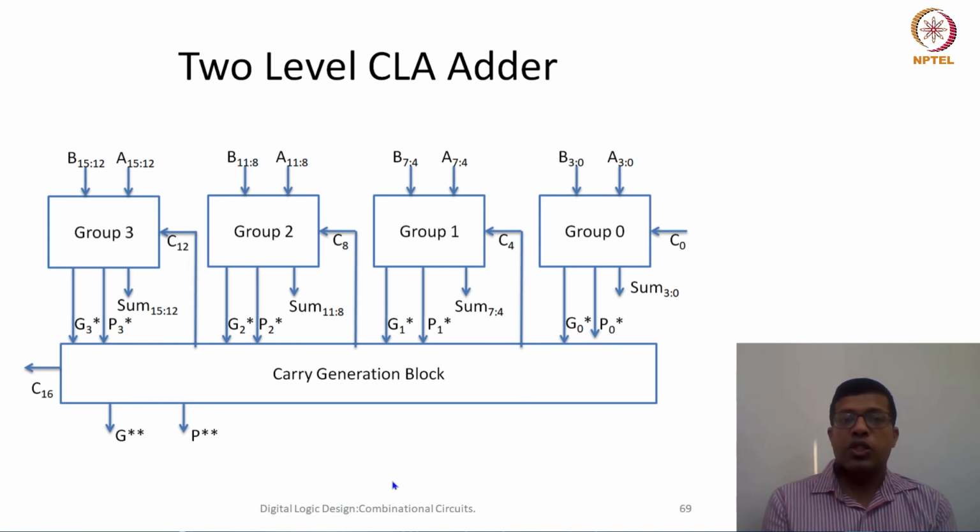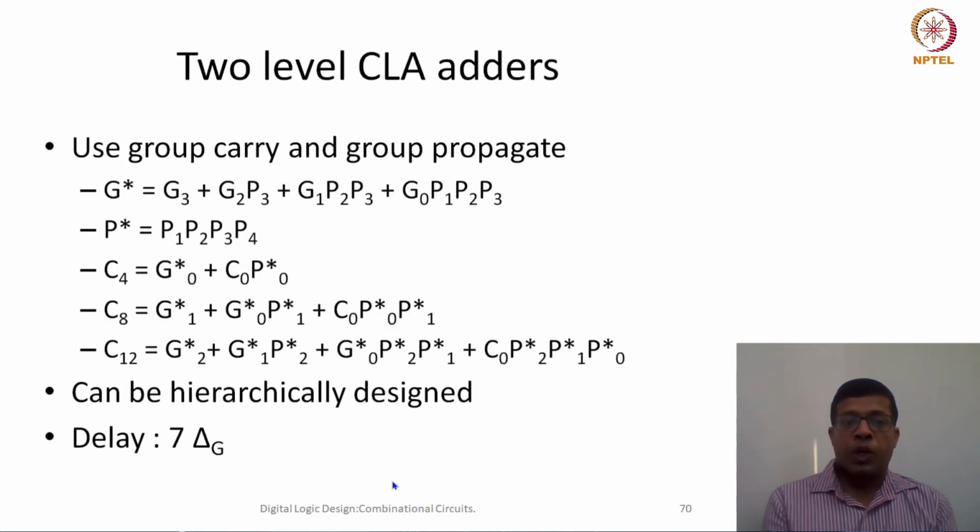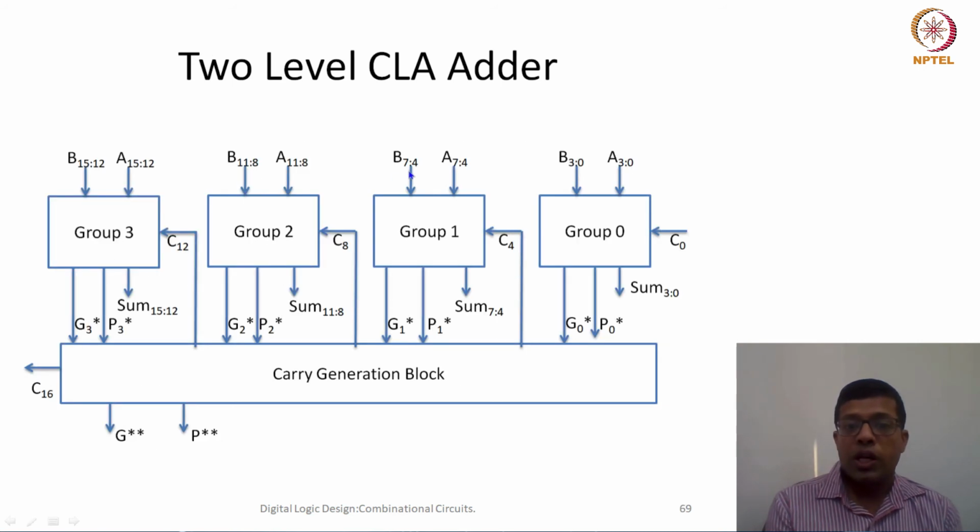So let us see what is this group generate and group propagate. Group generate essentially means that a carry is generated in this particular group. When we are saying group generate at this stage, it doesn't know whether a carry came from the zeroth, whether there is a carry from C0 or not, but within this group, whether it is generated or not, that is the important thing here.